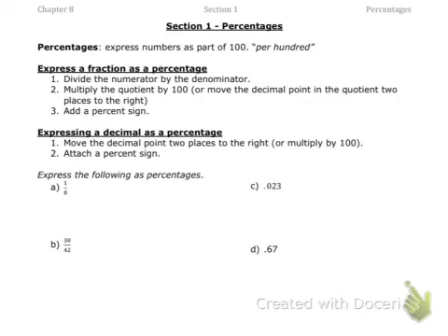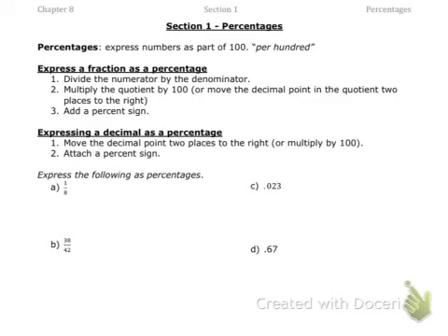To express a fraction as a percentage, what you're going to do is divide the numerator by the denominator, and you can do that right into your calculator. Then you're going to multiply the quotient by 100, which is going to be the easiest way. Or you can move the decimal point in the quotient 2 places to the right. Then you're going to add a percent sign so that we know now it is a percentage.